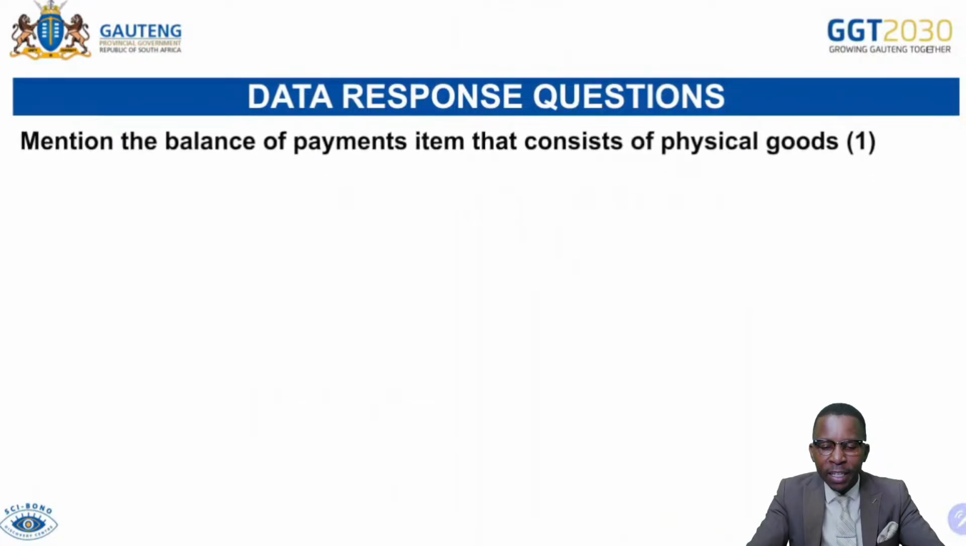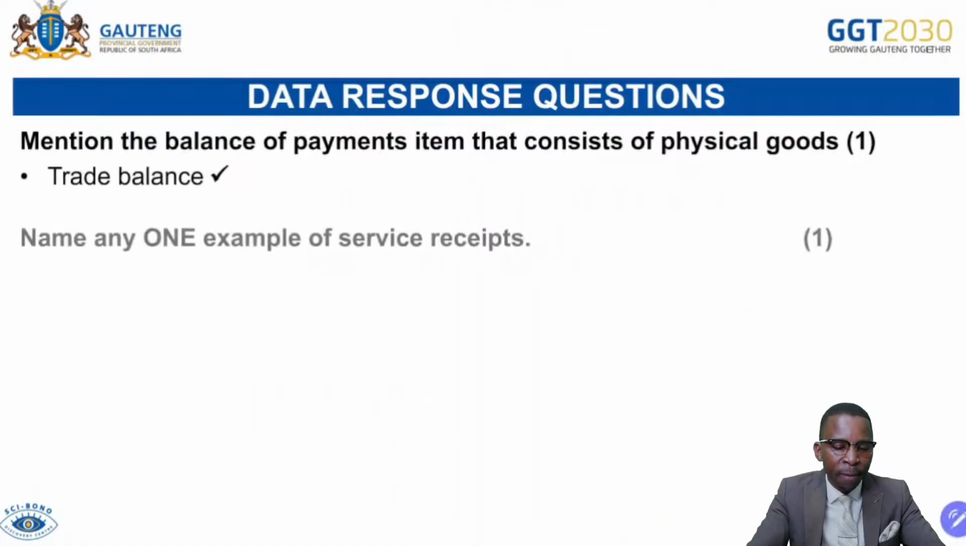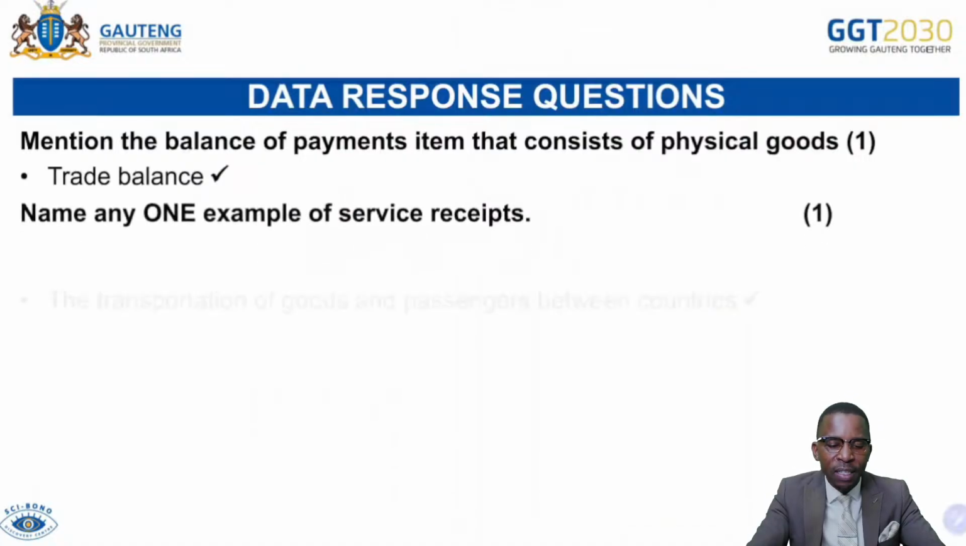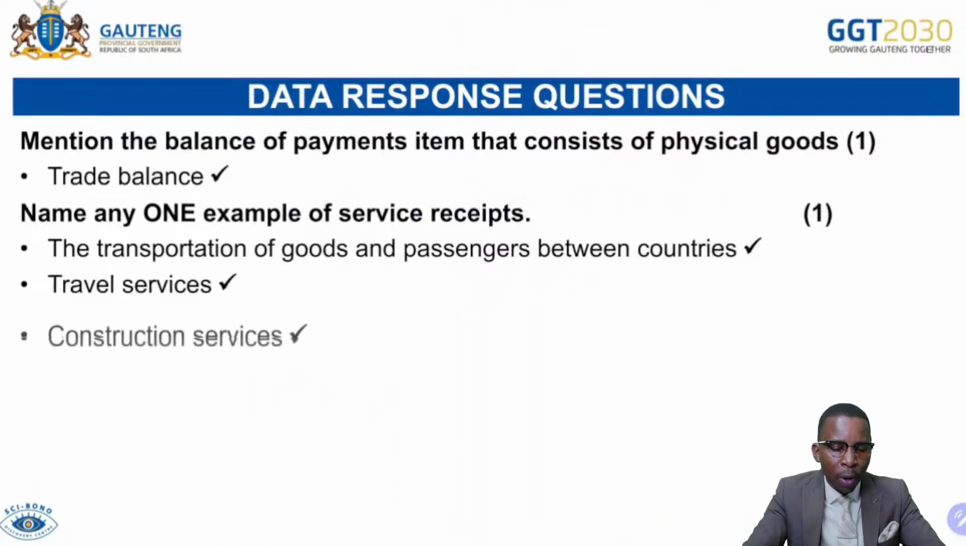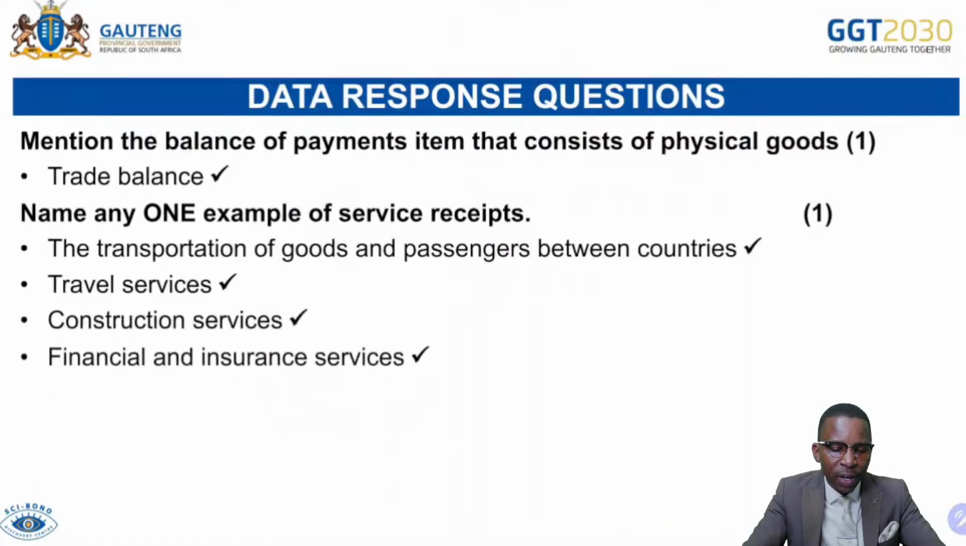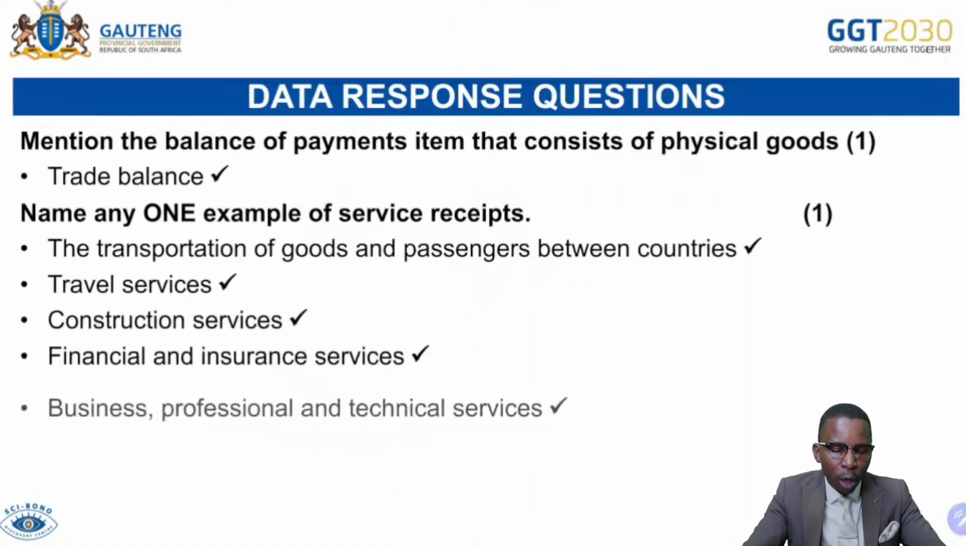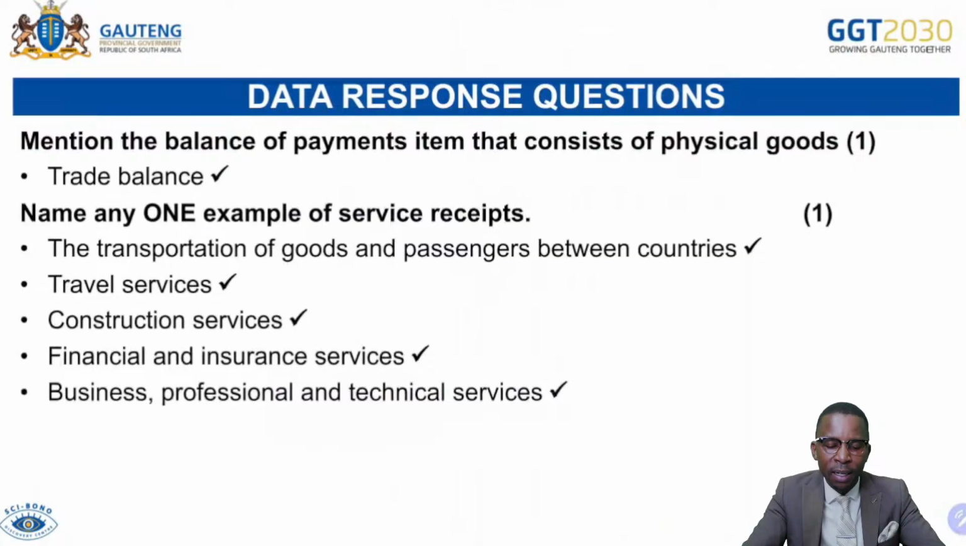Mention the balance of payment item that consists of physical goods. That's the trade balance. There are physical goods or tangible imports and exports in there. Name any one example of services receipts. We talk about the transportation of goods and services and passengers between countries. We talk about travel services. We talk about construction services. We talk about financial and insurance services. We talk about business, professional, and technical services.